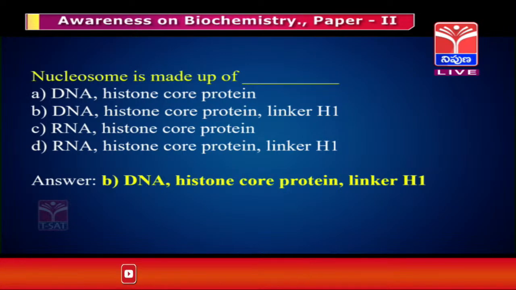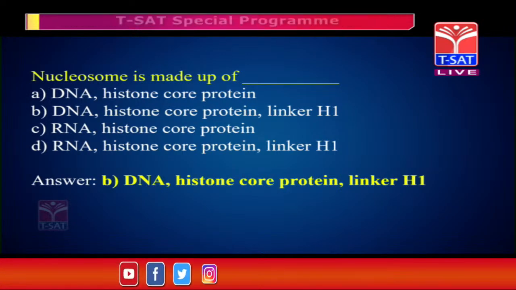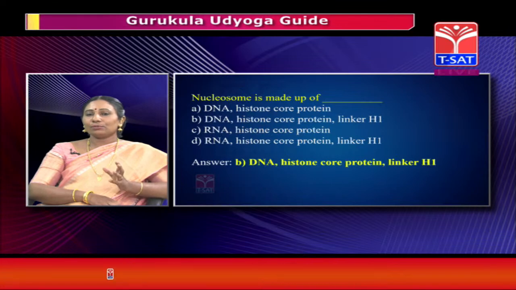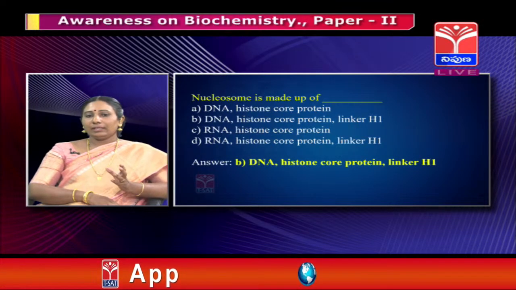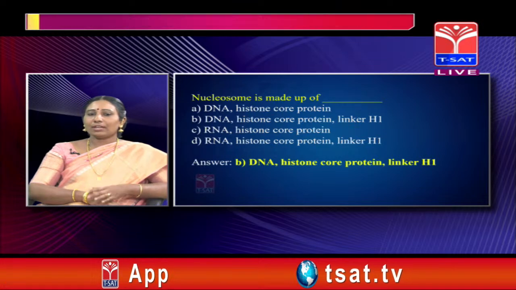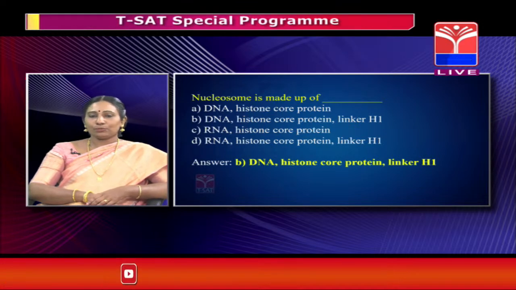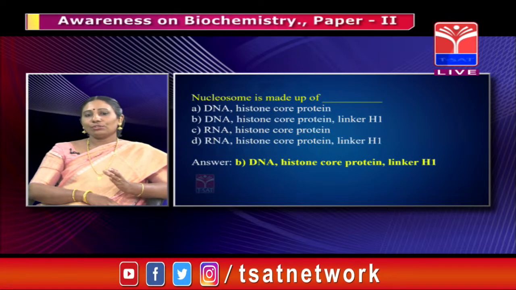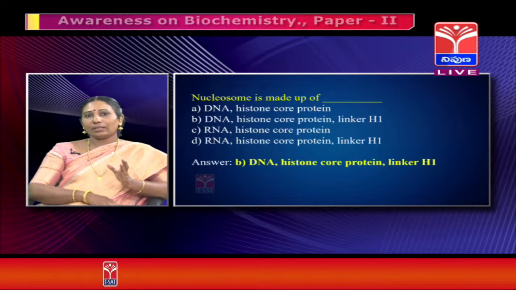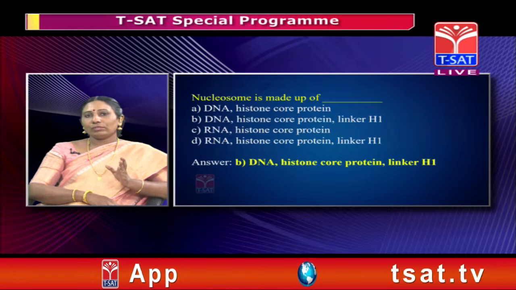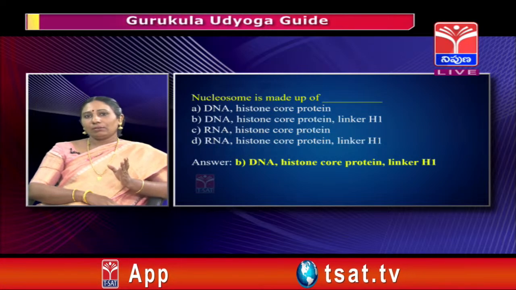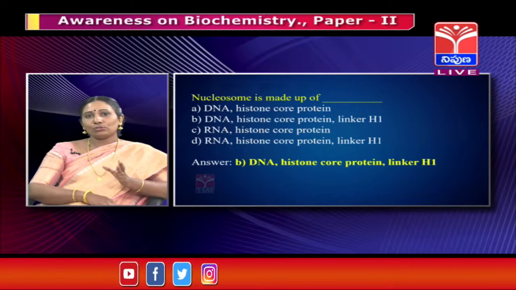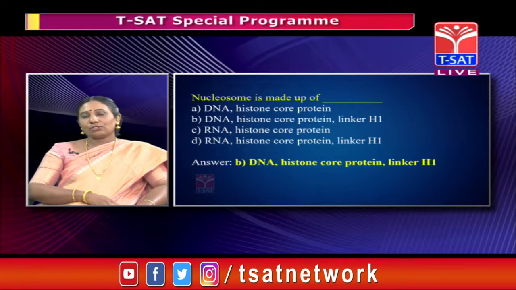Then coming to the question, a nucleosome is made up of. This is a question based on genome organization, on what a nucleosome exactly is made up of in a chromosome. Here it has given 4 options, out of which the answer is DNA, histone core protein and linker H1. There are different histone proteins, each with its own significance. You have to learn the different types of histones, how they are organized, what linker DNAs are, and how the DNA is wound into a chromosome and packed in a cell. All these things have to be learned in genome organization.